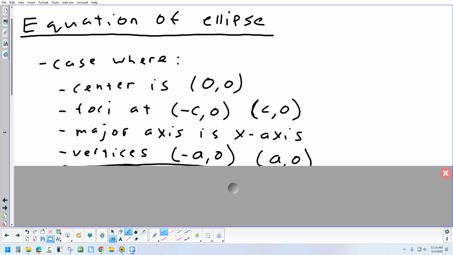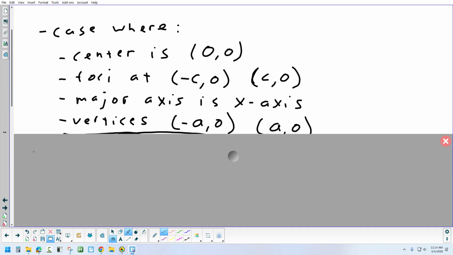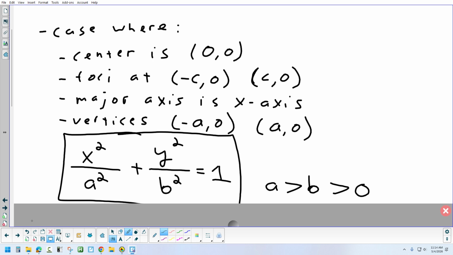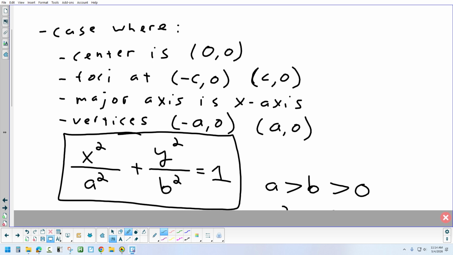Now, I kind of skipped over a letter, B. There is a B in the formula. I'm going to show you what B is, but they're generally not going to give you all 3 letters. They'll give you 2, and you have to figure out the 3rd one. And there's an equation that lets us do that. So that is the equation of our ellipse.